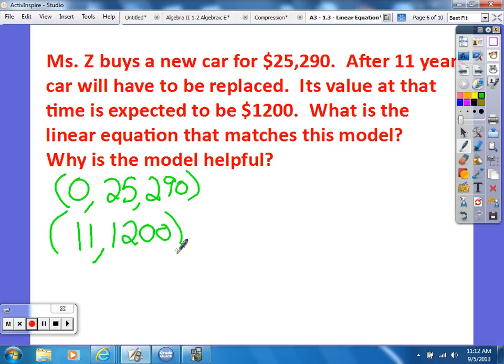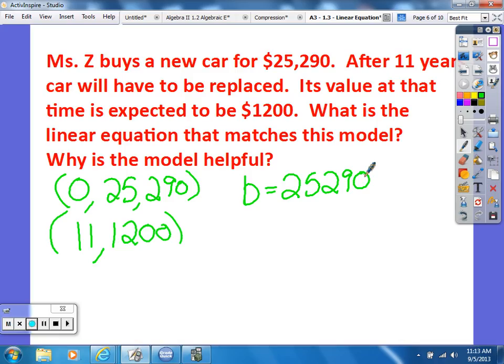So if I'm trying to write an equation, what do I need to find? What two things are in a linear equation? Justin. Slope? What else? What else is in a linear equation? You've given me m, the y-intercept. Do I have either of them already? I have the y-intercept, don't I? What is it? If x is 0, this must be my y-intercept, isn't it? So I automatically know b is 25,290.